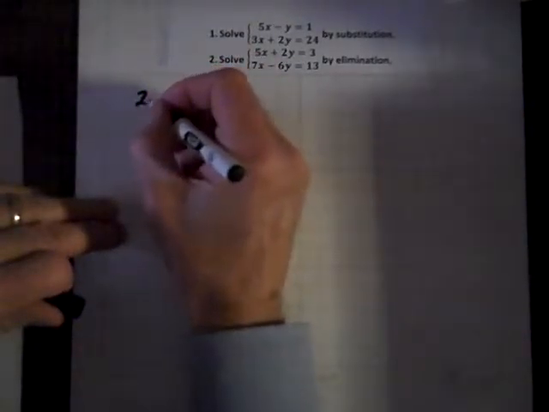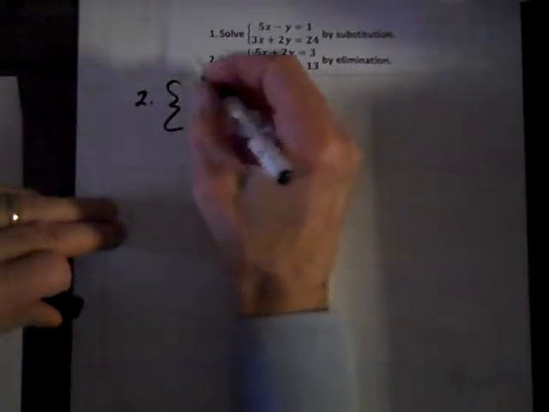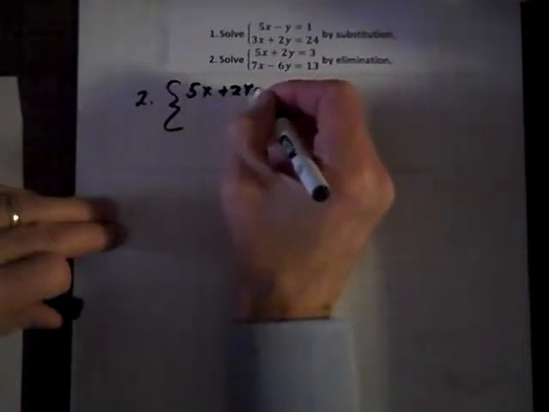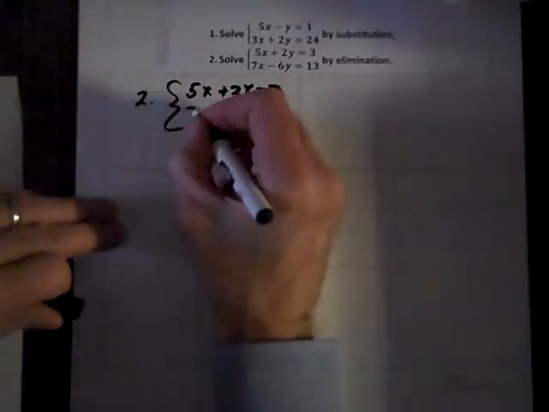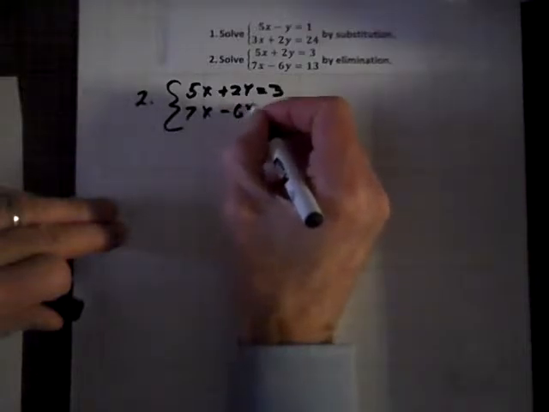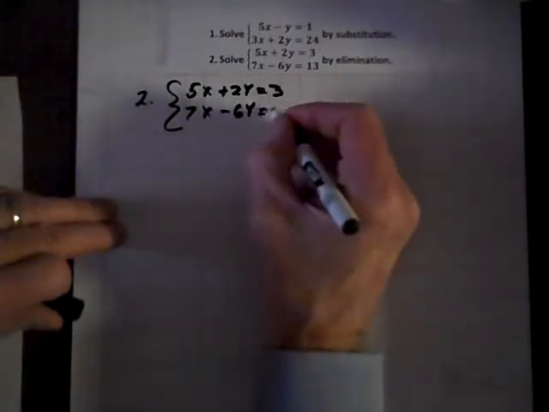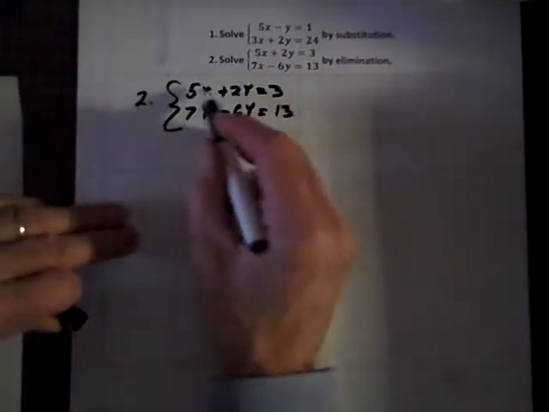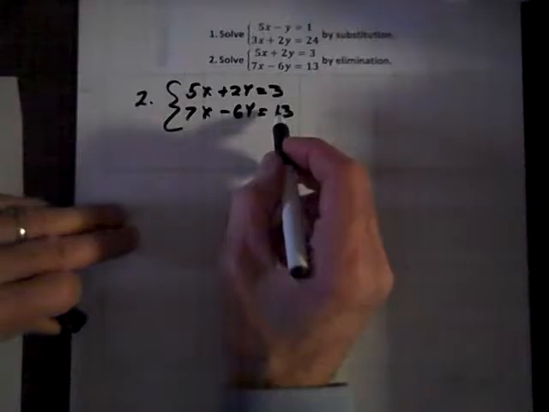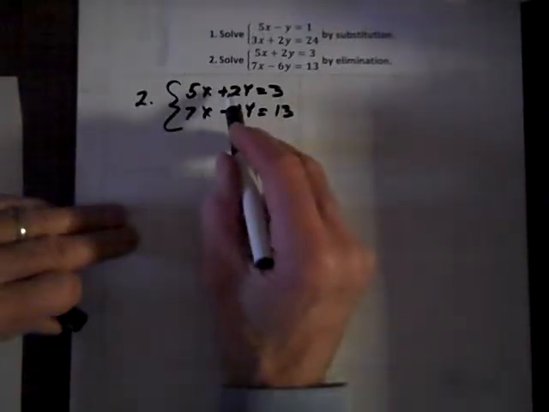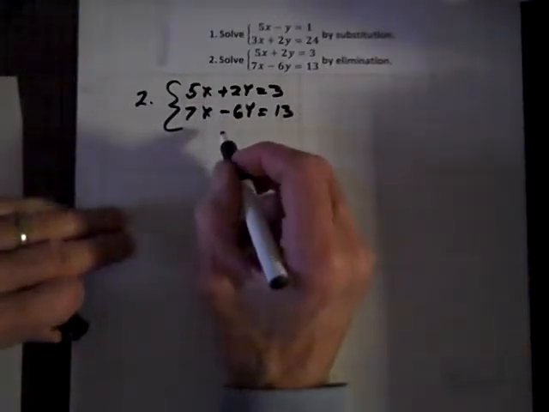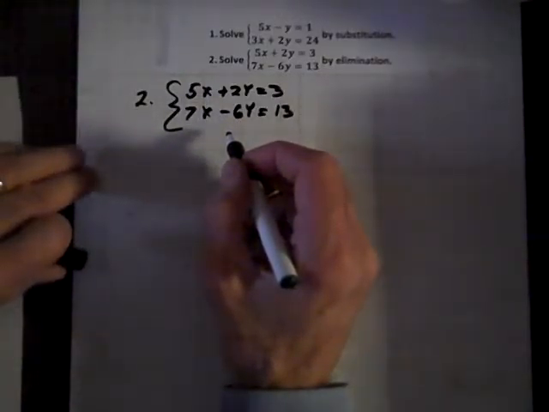Well, for our second system, we have to solve 5x plus 2y equals 3, and 7x minus 6y equals 13. We've got to do this by elimination. Now keep in mind, if we were to graph these two, they're both lines, and they're going to intersect at a point. When we solve the system, we find that point of intersection.